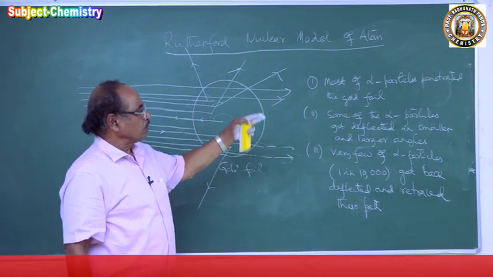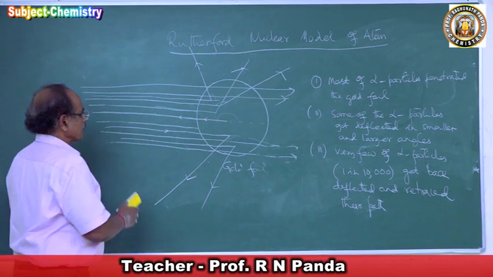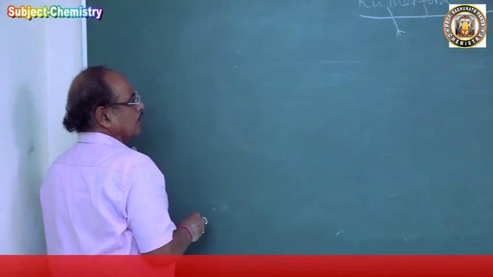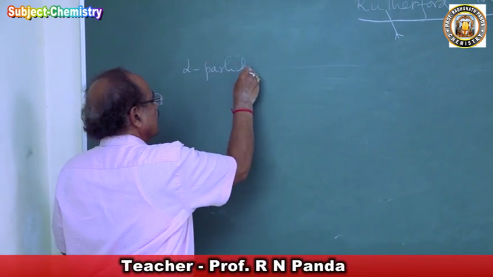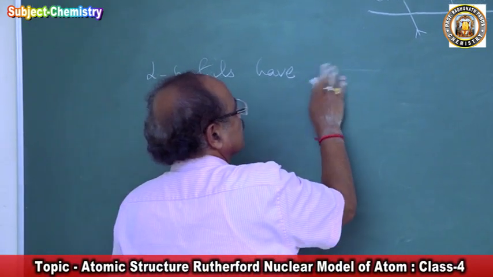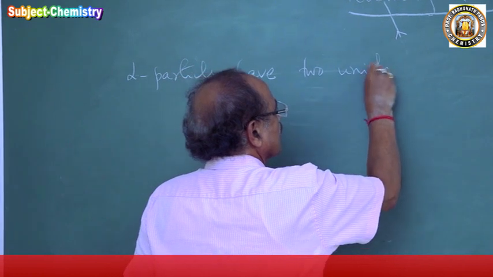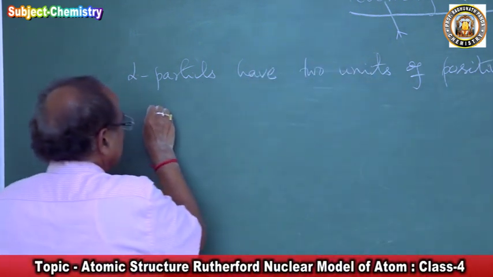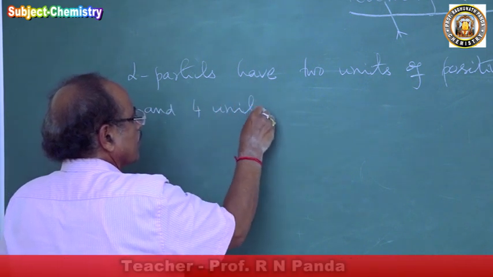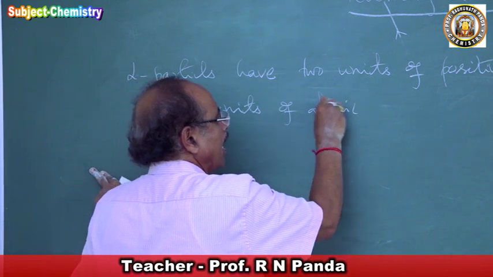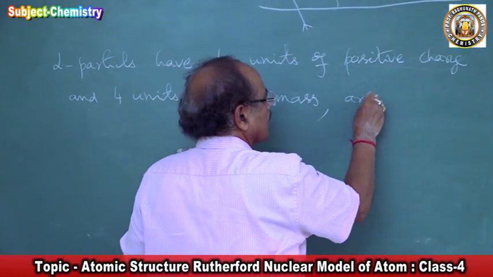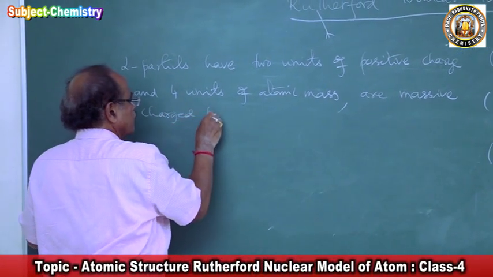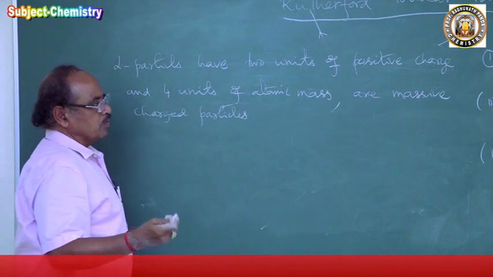By this experiment he concluded from his observations. So what conclusions did he make from this experiment? Alpha particles have 2 units of positive charge and 4 units of atomic mass. They are massive charged particles, and they are moving with very high velocity, almost equal to the velocity of light.